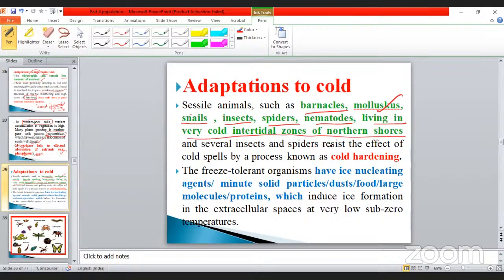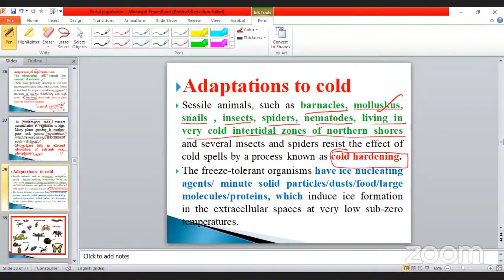Several insects and spiders resist the effect of the cold spell by a process known as cold hardening. What is the meaning of hardening? Cold hardening means it can resist the cold. Just imagine, fighting against it means the body also fights against the cold. That condition is called cold hardening.